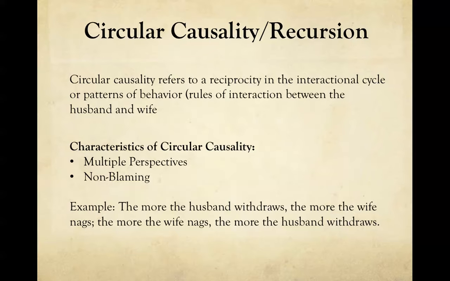So let's take the example of the husband and wife that we talked about when looking at linear causality, and let's apply it here to circular causality. This is what it would look like. The more the husband withdraws, the more the wife nags. The more the wife nags, the more the husband withdraws, and on and on and on. And you see how each of these behaviors influences the other in a reciprocal process that repeats itself and goes in a circle, feeding back on itself. Think about linear causality as going in a line from left to right. Circular causality goes in a circle.